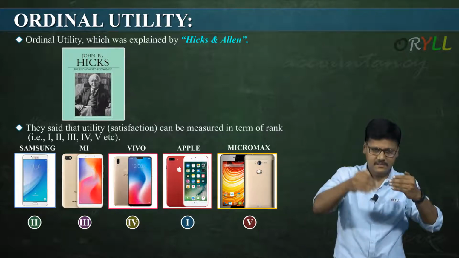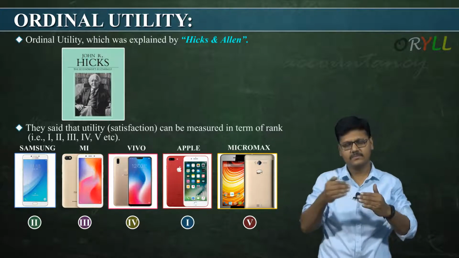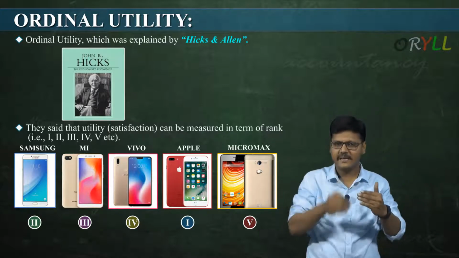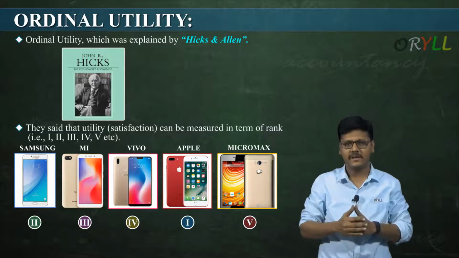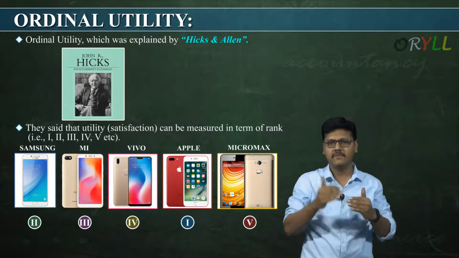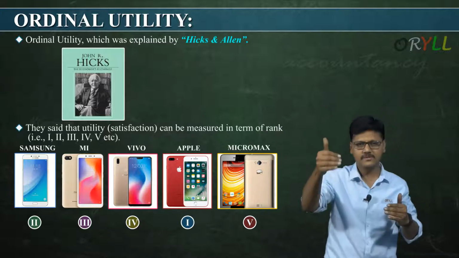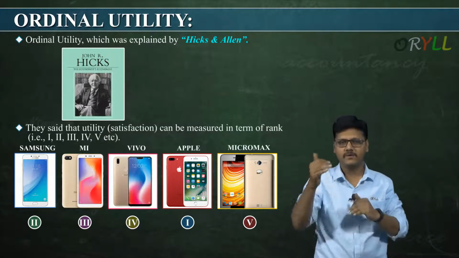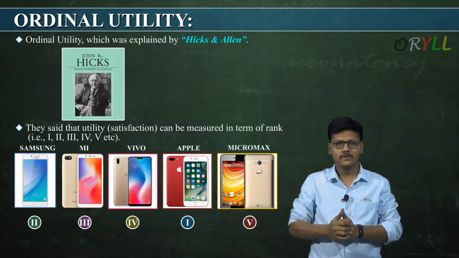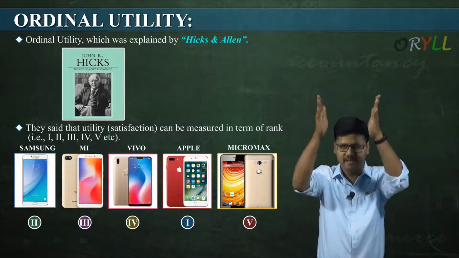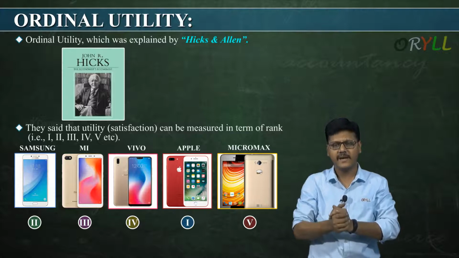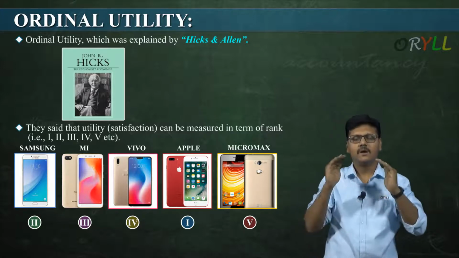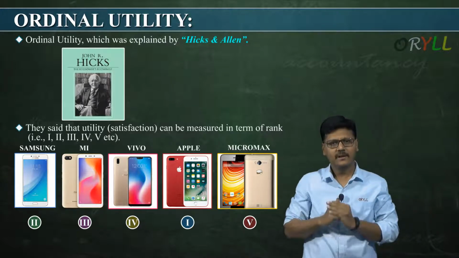Which has one satisfaction level less than the second is given third rank, and the next satisfaction level you have considered to the Vivo, that is fourth rank, and the less satisfaction than the Vivo, that is fifth rank, you have given to the Micromax. So your satisfaction is expressed in ranks, and this method is called the ordinal concept.